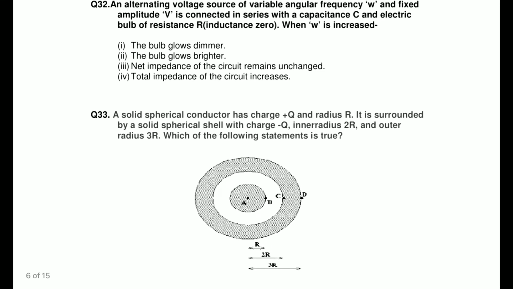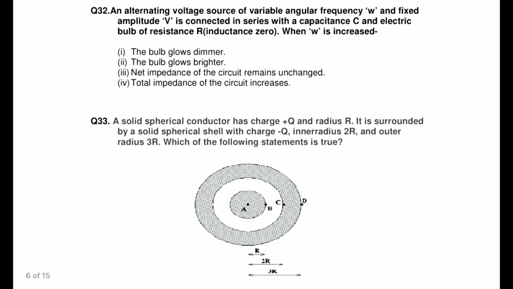Question number 32. Question number 32 says, an alternating voltage source of variable angular frequency omega and fixed amplitude V is connected in series with a capacitance C and an electric bulb of resistance R. Inductance is actually 0. So when omega is increased, what is going to happen?